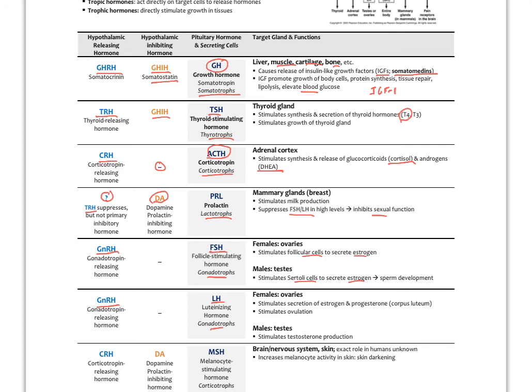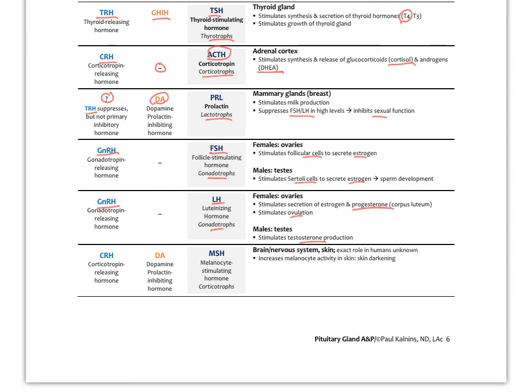LH in the ovaries specifically stimulates secretion of primarily progesterone from the corpus luteum and stimulates ovulation. And then in males, it stimulates testosterone production. So that's LH. And then I mentioned melanocyte stimulating hormone from the intermediate lobe. I'll just put that here. That's also released by corticotrophs, and CRH is also a releasing hormone there.